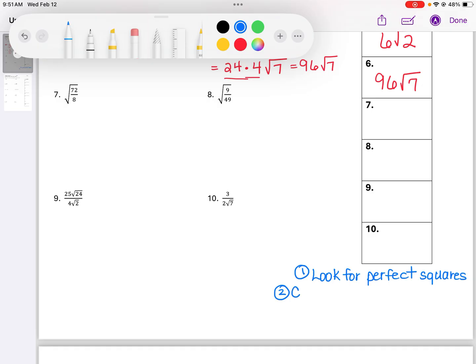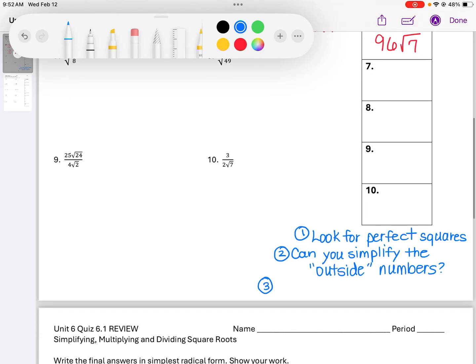Secondly, look at the numbers in your fraction and think, can you simplify the outside numbers? Okay, just like simplifying fractions. Can we simplify the outside numbers? Okay, and then number 3, can you simplify the inside numbers?